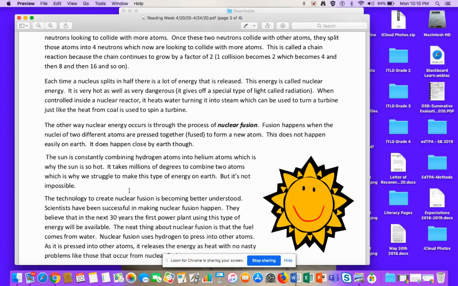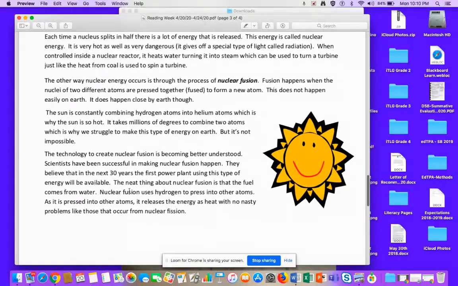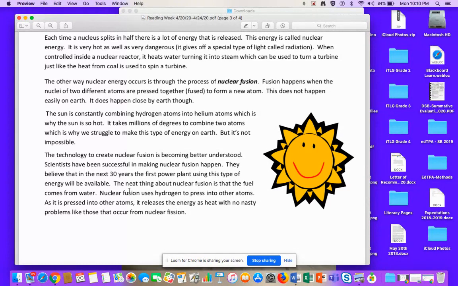The other way nuclear energy occurs is through the process of nuclear fusion. Fusion happens when the nuclei of 2 different atoms are pressed together, fused to form a new atom. This does not happen easily on Earth. It does happen close by Earth, though. The sun is constantly combining hydrogen atoms into helium atoms, which is why the sun is so hot. It takes millions of degrees to combine 2 atoms, which is why we struggle to make this type of energy on Earth.